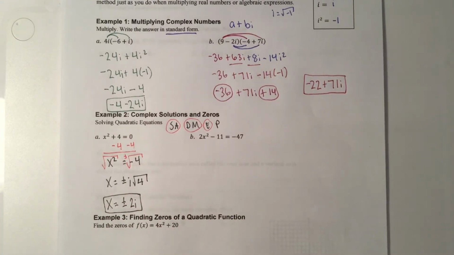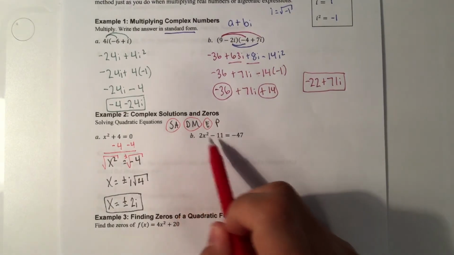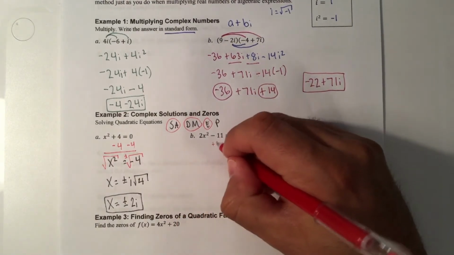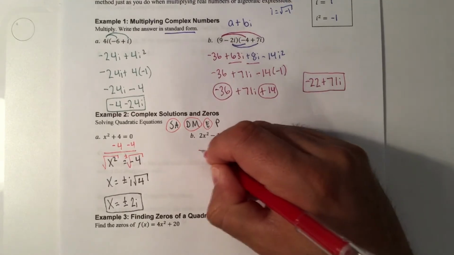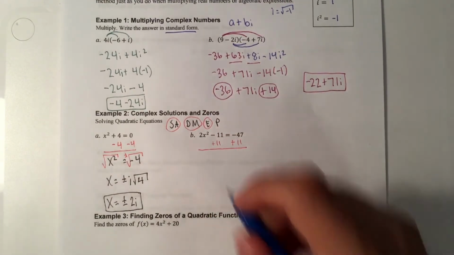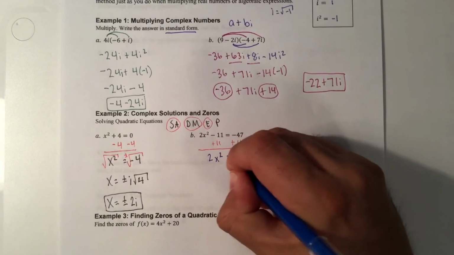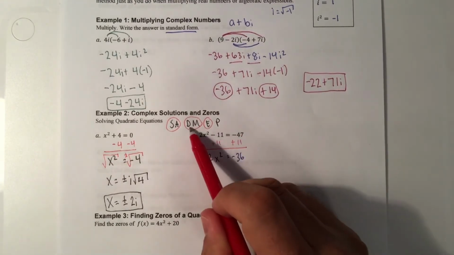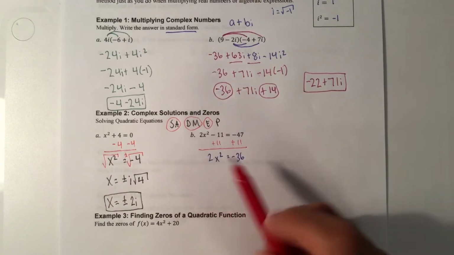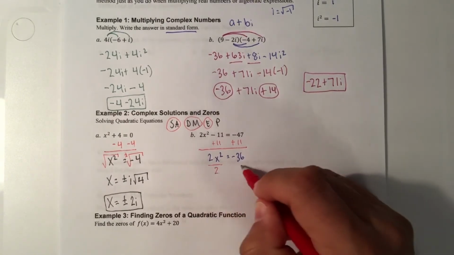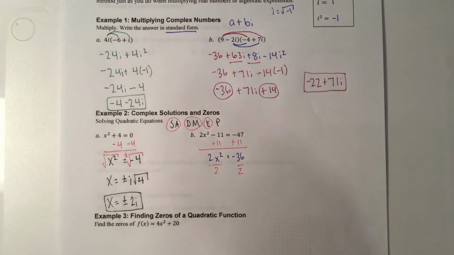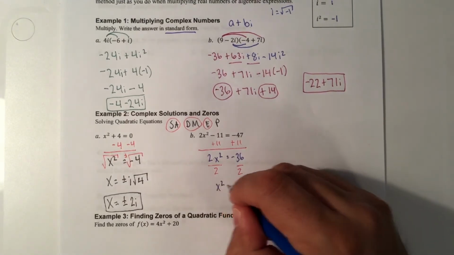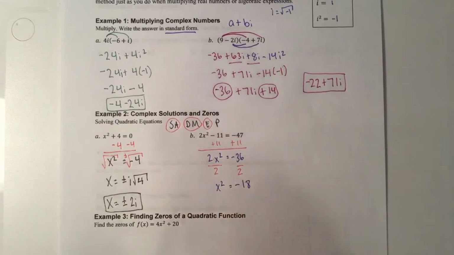All right, for the next one, we're going to solve it in pretty much the same manner. We look for addition or subtraction, and we have a -11, so we're going to add 11 to both sides. So that gives us 2x squared is equal to -36. We do have multiplication and division. We have a 2 times x squared, so we're going to divide both sides by that 2. And that's going to give us x squared is equal to negative 18.